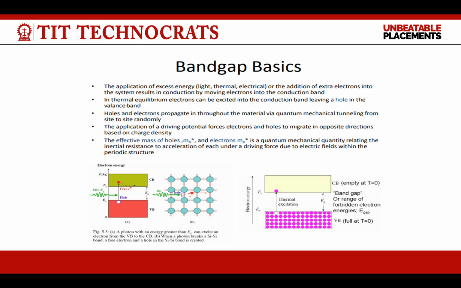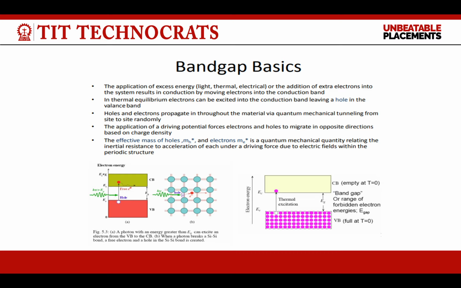These are the band gap basics. Application of excess energy like light, thermal or electrical, or the addition of extra electrons in the system, results in conduction by moving electrons from the valence band to the conduction band. In thermal equilibrium, electrons can be excited into the conduction band, leaving a hole in the valence band. So the valence band becomes empty and the hole conduction starts in the valence band.